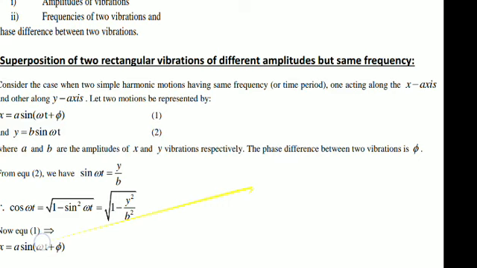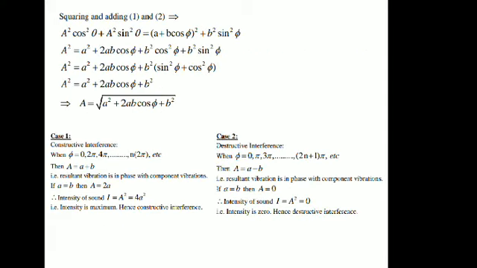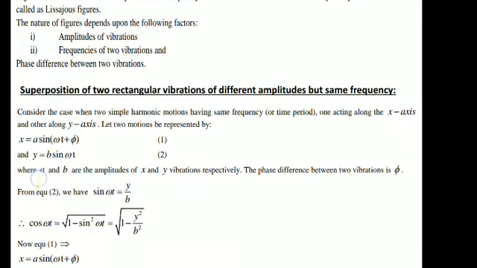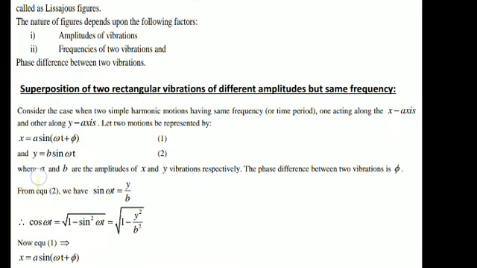So from equation 2, what can we write? We can write sin omega t is equal to y upon b. Let us shift this b into the denominator. So sin omega t is equal to y upon b, and therefore cos omega t is equal to, what will be the value of cos omega t? Cos omega t is nothing but under root of 1 minus sin square omega t. So instead of sin square omega t, let us write y upon b. So sin square omega t will be equal to y square by b square. So under root of 1 minus y square upon b square.